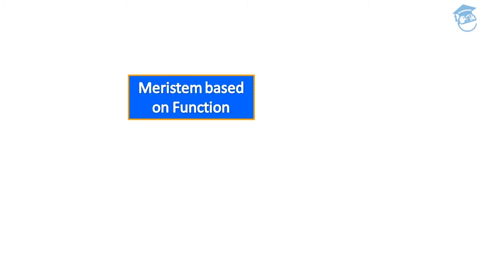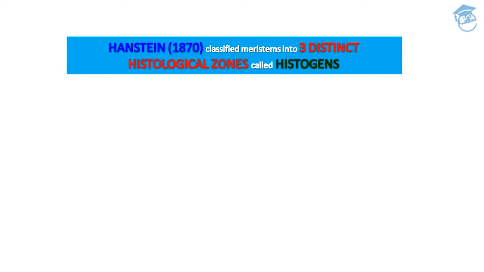Now we have studied so far meristem based on origin and development, and meristem based on their position. Now we'll study meristem based on their function and the significance of meristem. So Hanstein, I have already taught you Hanstein's theory, which he put forward to explain apical meristem. He classified meristem into three distinct histological zones, which we call histogens.